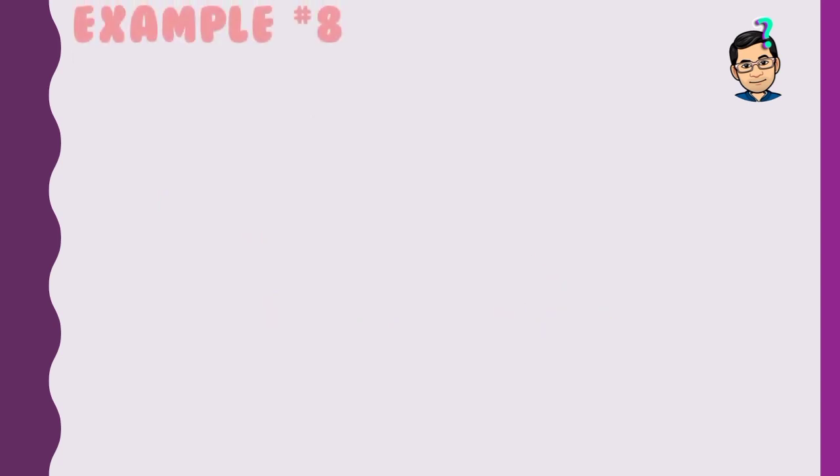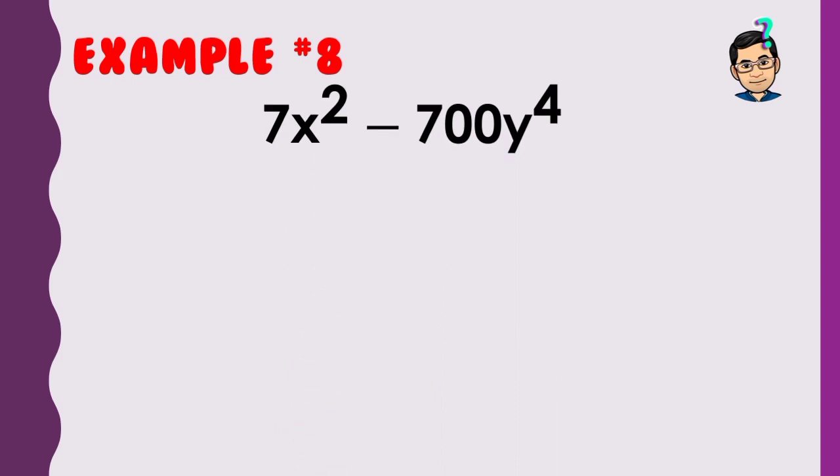So, let's have example number 8. 7x squared minus 700y to the 4th power. So, GCF ng 7 and 700 is what? 7. What about the variables x squared and y to the 4th power? Wala, since magkaiba sila ng variable. So, divide natin yung expression by 7. Magiging 7 times the quantity x squared minus 100y to the 4th power.